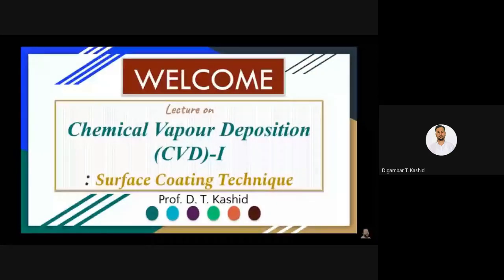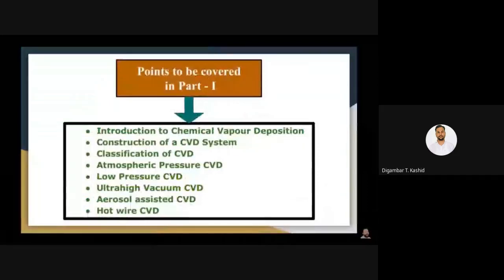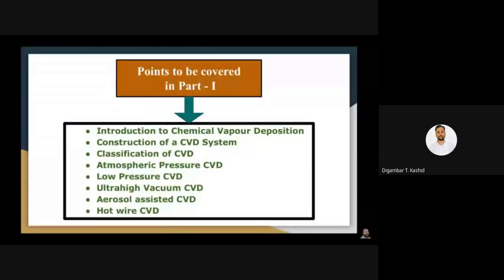In this topic, I have made two parts. In part one, we are going to discuss the introduction to the chemical vapor deposition process, then the construction of the CVD system, applications of the CVD system, and then we will discuss the types of CVD system one by one. Let us begin with the first point, deposition.